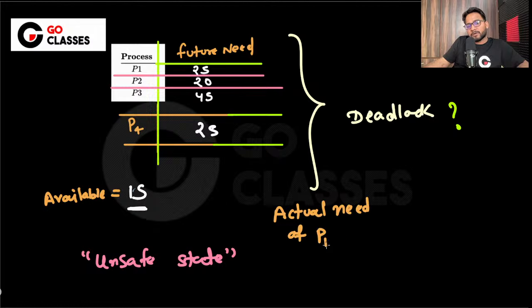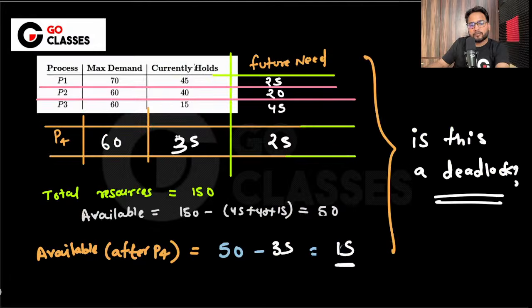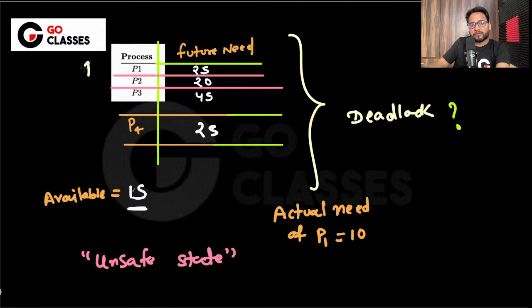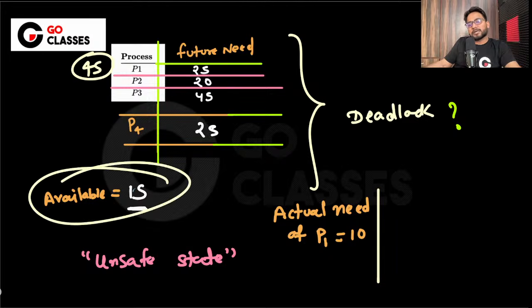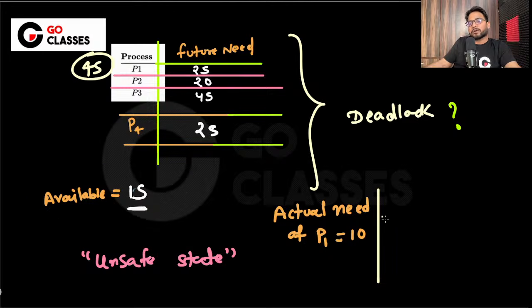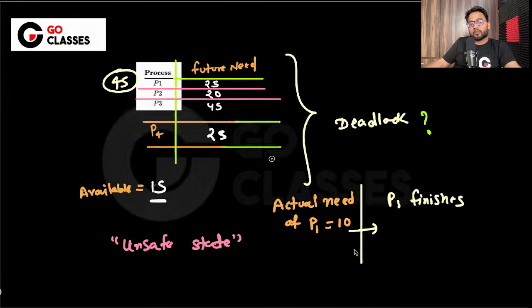of, let's suppose, P1 comes out to be just 10. In that case, let's suppose P1 is currently holding 45. So P1's actual need at some time t is, let's suppose, 10. Then obviously you can grant that, since the available resources are there, and everything is fine. Then after some point in time, P1 finishes the execution.